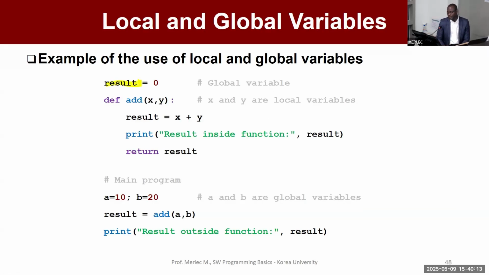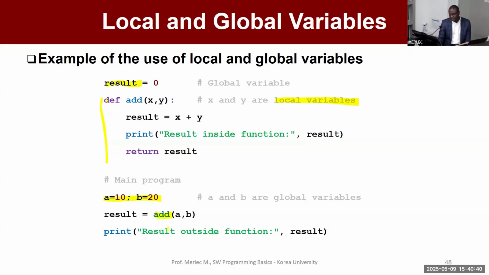Result is a global variable which has been defined and initialized with the value 0. We have the function definition, add x and y. X and y are local variables which have been defined inside the function. And then you have a and b, they are global variables because they are defined outside the function.